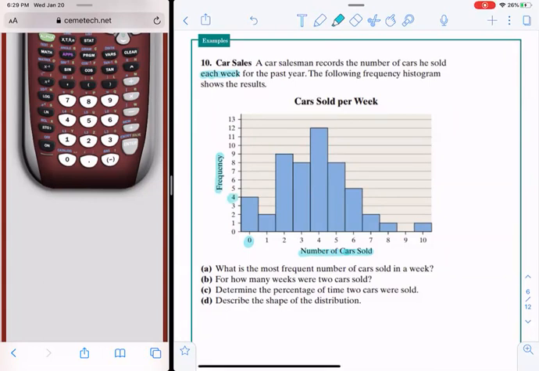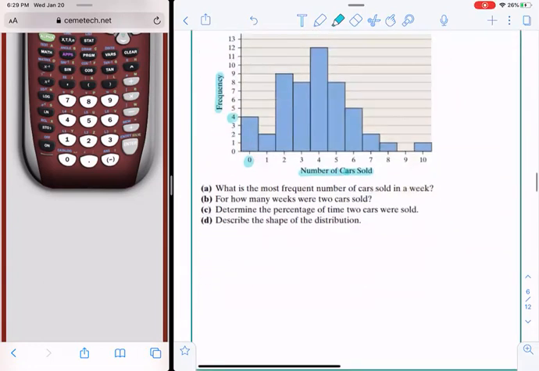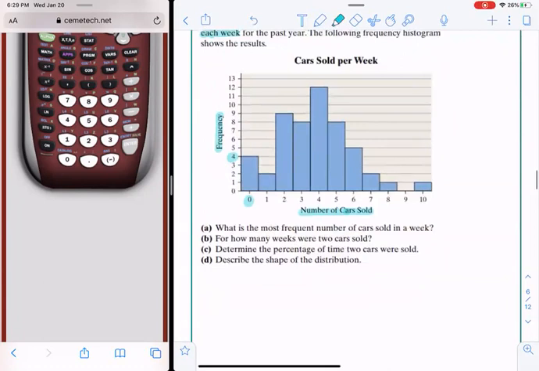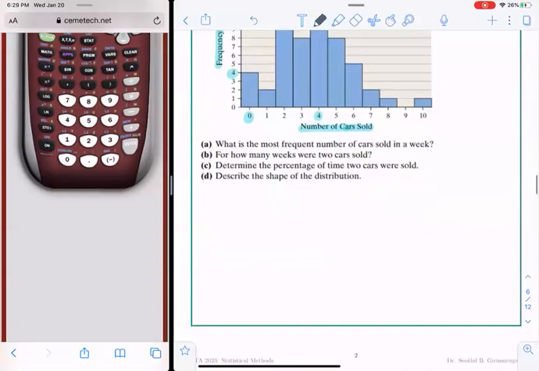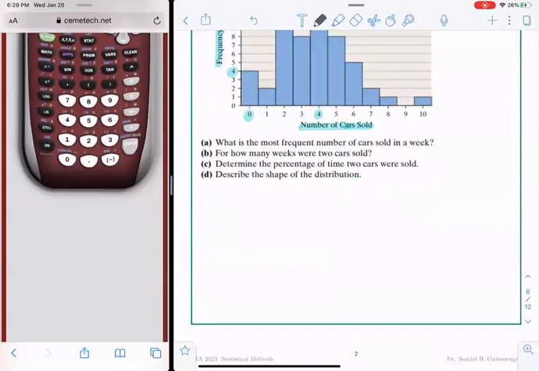So the number of cars sold is on the x-axis. So what is the most frequent number of cars sold in a week? If we look at the most frequency, it is going to correspond to the tallest bar. And you can see the tallest bar happens at 4. So the most frequent number of cars he sold would be 4.